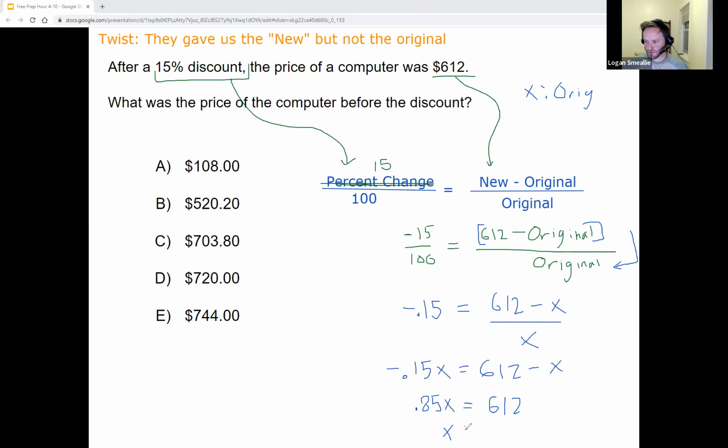And then when I do 612 divided by 0.85 as my final algebra step, then this is going to give me, there it is, the answer that many of y'all submitted, which is the correct answer, $720.